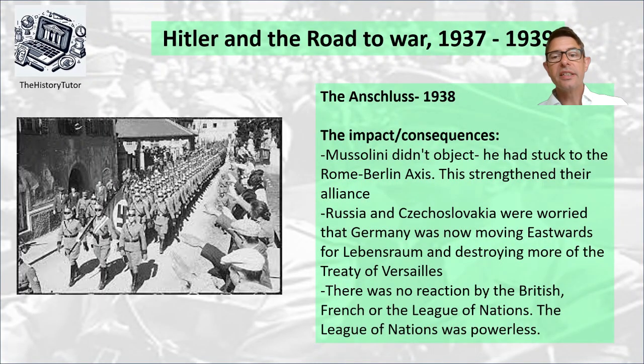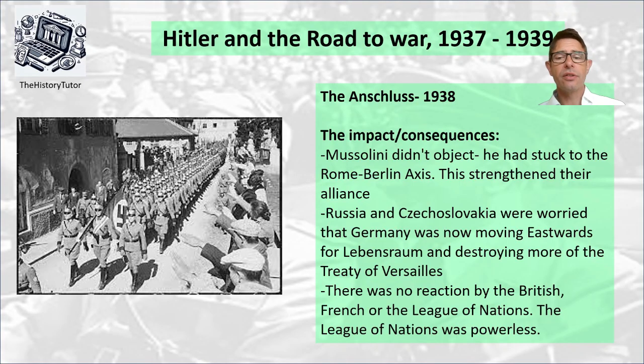So Mussolini didn't object. He stuck to his Rome-Berlin axis, and this strengthened their alliance. So this highlights that now Italy and Germany are strong allies together. Russia and Czechoslovakia, of course, would be worried by this. Germany is now moving eastwards for Lebensraum and destroying more of the Treaty of Versailles. So would his next step be Poland or Czechoslovakia, perhaps?